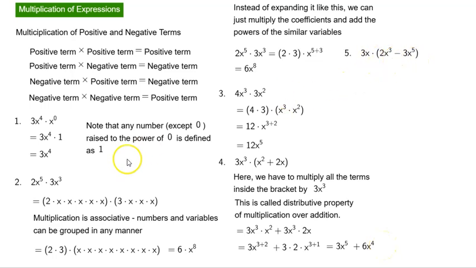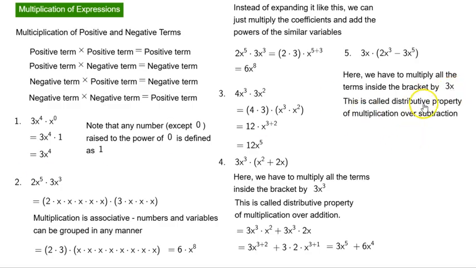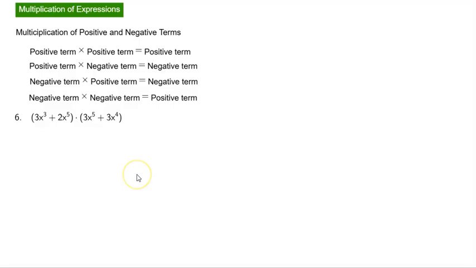3x times 2x cubed minus 3x to the power of 5. So here we had plus inside the bracket, here we have a minus. Here we have to multiply all the terms inside the bracket by 3x. This is called distributive property of multiplication over subtraction. 3x times 2x cubed minus 3x times 3x to the power of 5, which is equal to 6x to the power of 4 minus 9x to the power of 6.